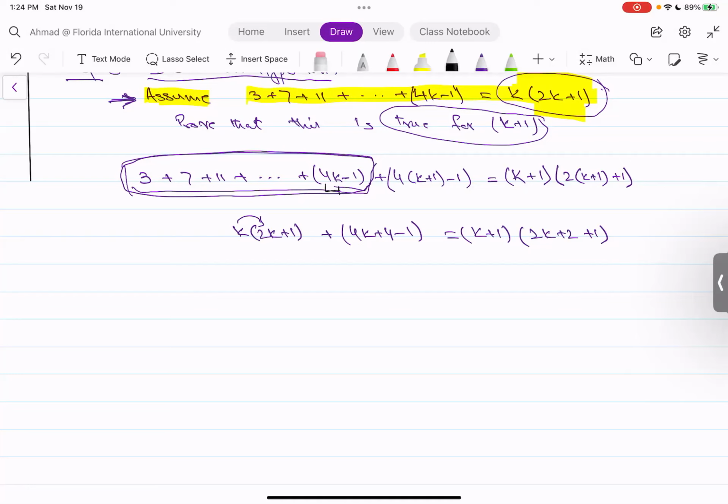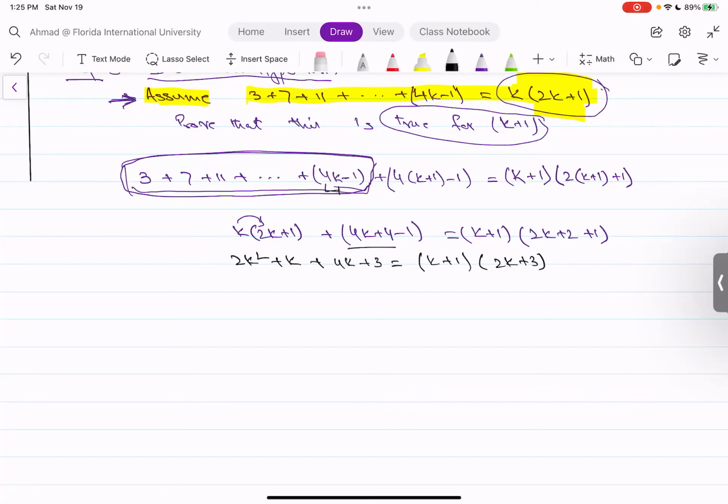Now, on the left hand side, if I multiply k inside, it is going to be 2k square plus k plus, on the right hand side, oh sorry, this one is going to be 4k plus 4. Now it is going to be 4k plus 3, not 4. 4 minus 1 is 3, so it's going to be 3, which is equal to (k plus 1) times (2k plus 3), right?